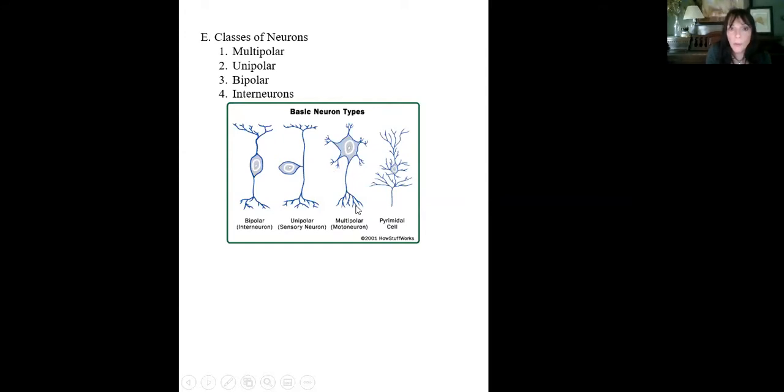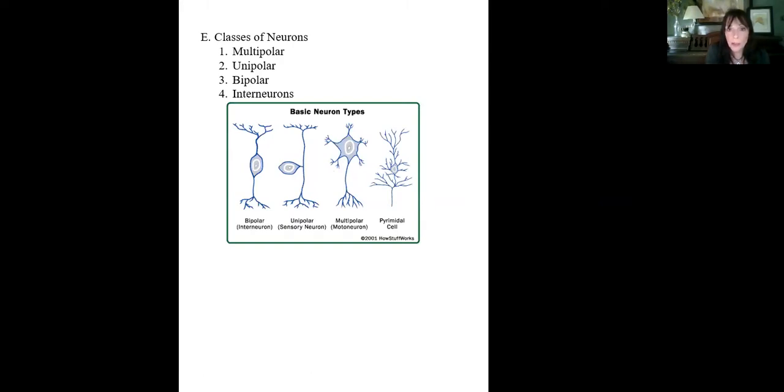Unipolar, look at the one that's labeled unipolar. Here, it really has the cell body stuck over here. It has one process coming from it. That's where the uni comes from. And then that can split both ways. That's very common, typical of a sensory neuron.